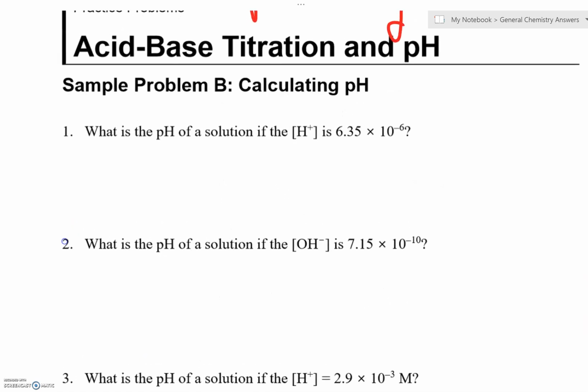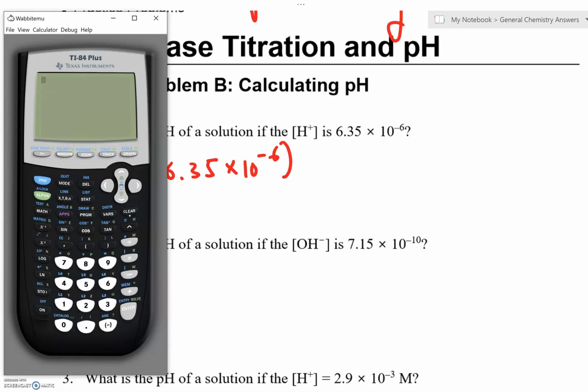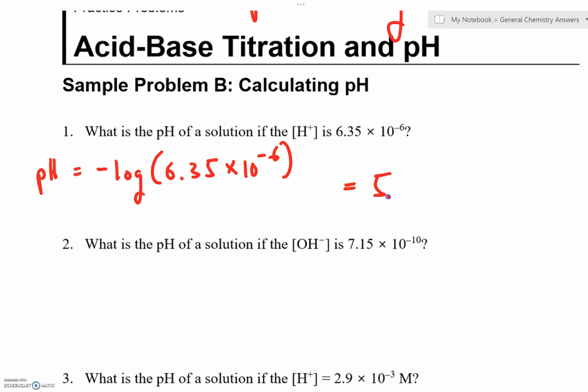So here we go. This one we already know H+, 6.35 times 10 to the negative 6th. So let's plug it into our equation. pH is equal to negative log. In this case, it is 6.35 times 10 to the negative 6th. I'm going to bang it right into our calculator. Negative log of 6.35 times 10 to the negative 6. And our pH is 5.197. Let's round that to 5.2.